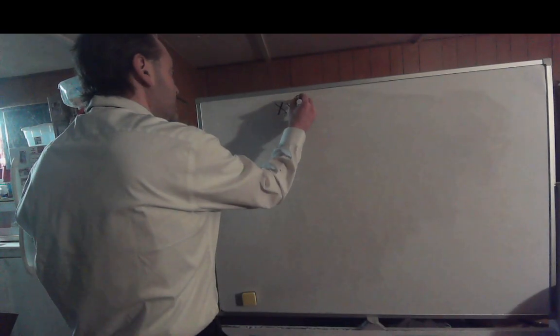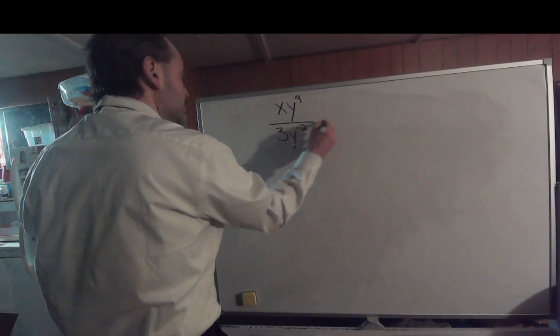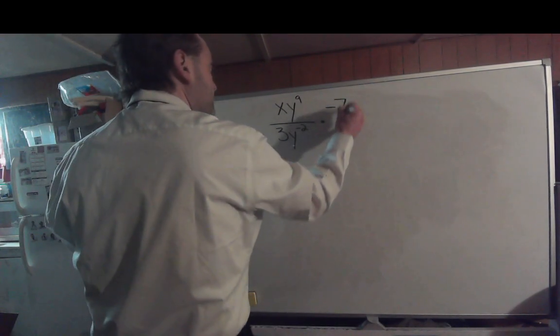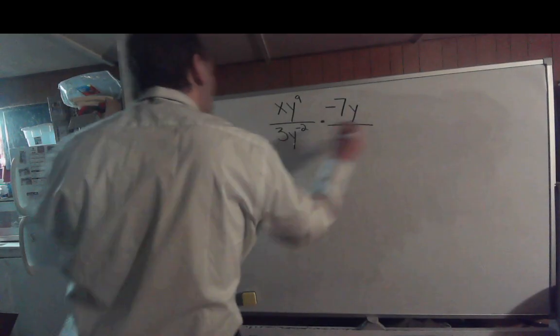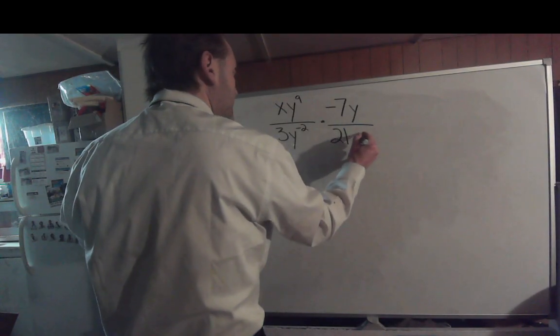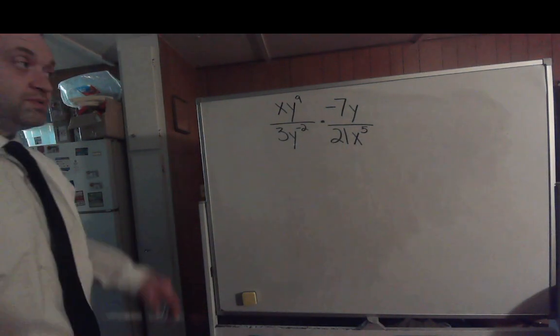3 more. All right. xy to the 9th divided by 3y to the negative 2nd times negative 7y all over 21 x to the 5th. Yowzer, we got a bit of a doozy here.